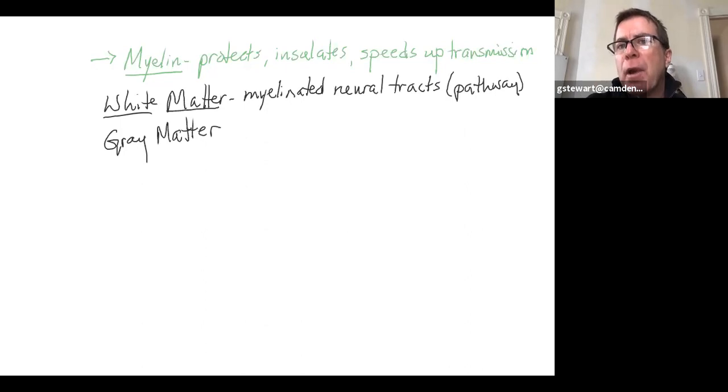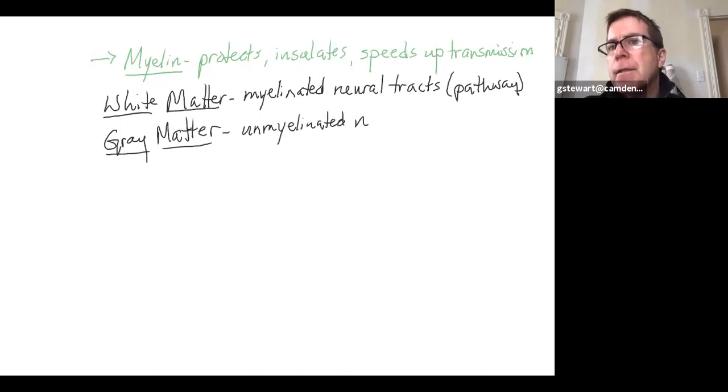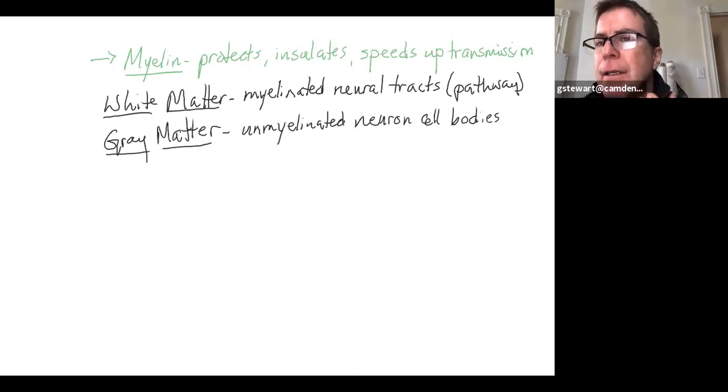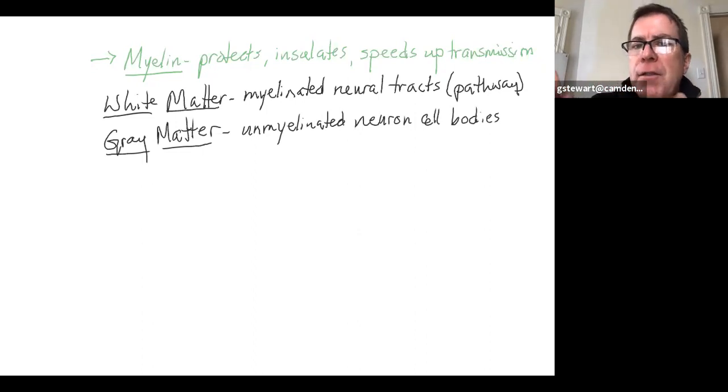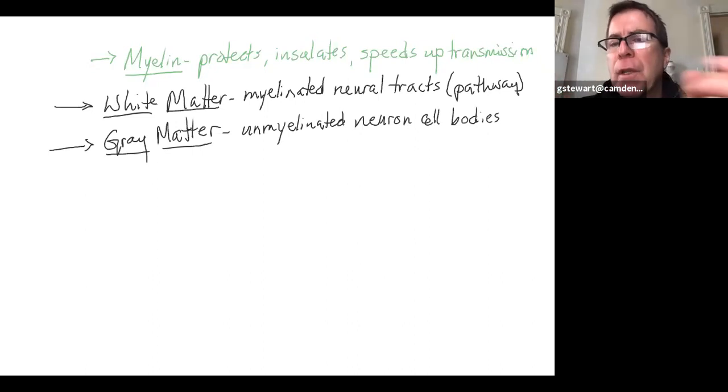Gray matter, when we look at brain tissue, are clusters of unmyelinated neural or neuron cell bodies. And this gray matter tends to be the processing information centers. So this is where we do most of our processing, AKA thinking and decision making. These are information transmission pathways that just carry an impulse from point A to point B.